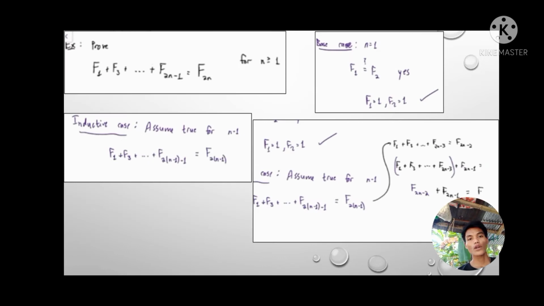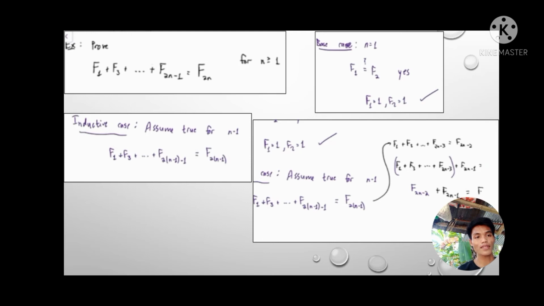Next, we are going to prove that f sub 1 plus f sub 3 plus up to f sub 2n minus 1 is equal to f sub 2n for n greater than or equal to 1. In the inductive case, we are going to assume that it is true for n minus 1. So f sub 1 plus f sub 3 plus up to f sub 2 multiplied by n minus 1 minus 1 is equal to f sub 2 multiplied by n minus 1.